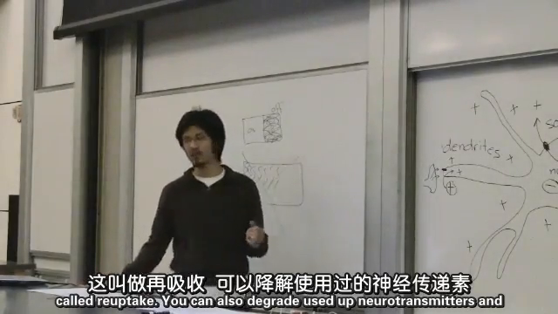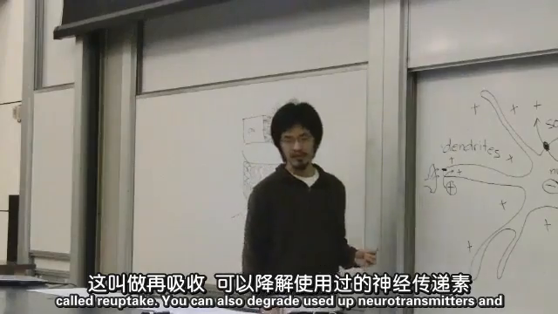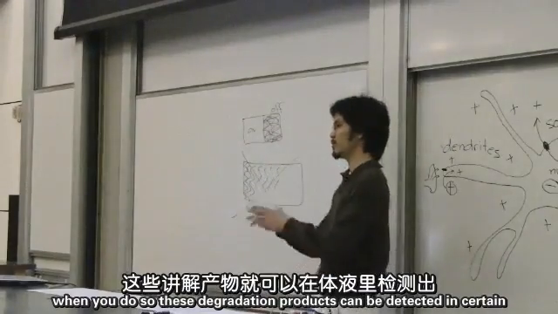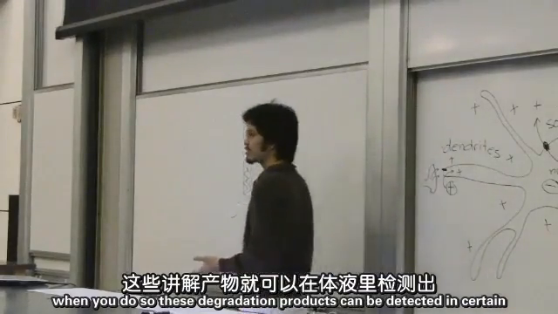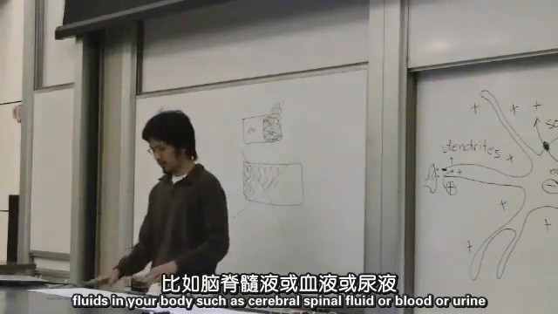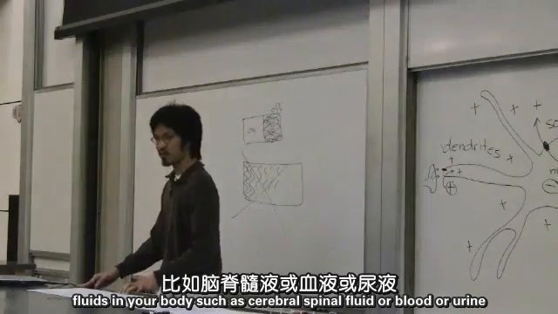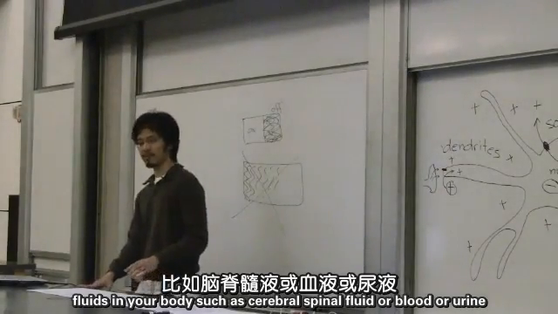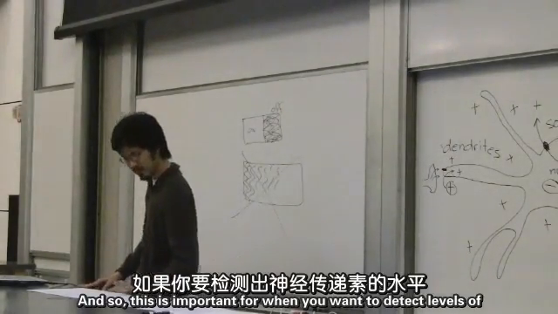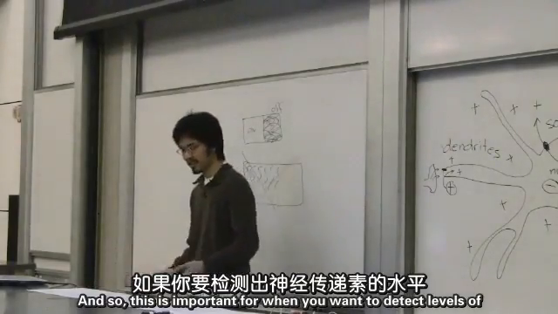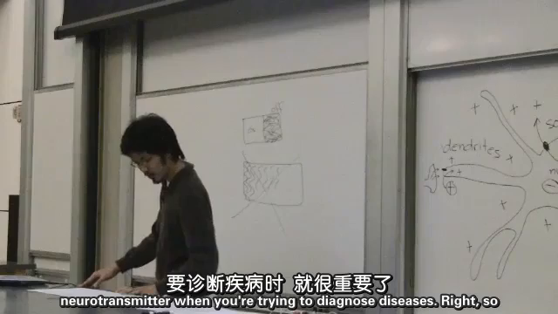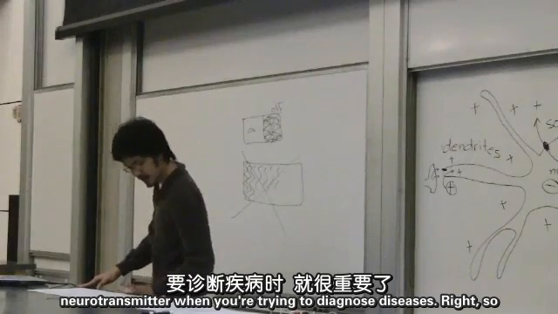You can also degrade used-up neurotransmitters. And when you do so, these degradation products can be detected in certain fluids in your body, such as cerebral spinal fluid, blood, or urine. This is important when you want to detect levels of neurotransmitter when you're trying to diagnose diseases.